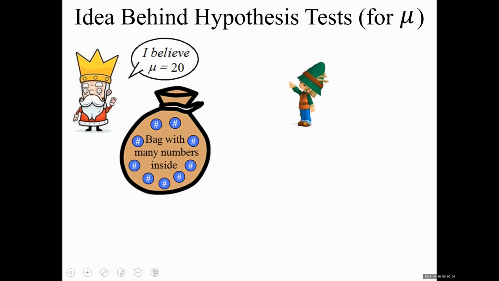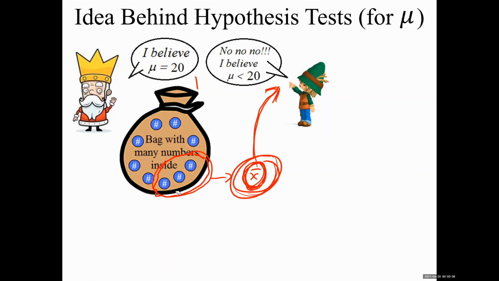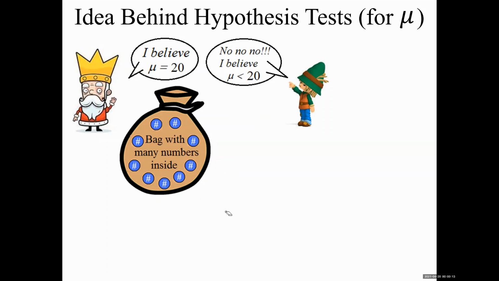But then the peasant comes along and says, no, the king is wrong. The average of all the numbers is less than 20. Now, we want to believe the king, but the peasant is insisting that the king is wrong. The average of all the numbers is less than 20.